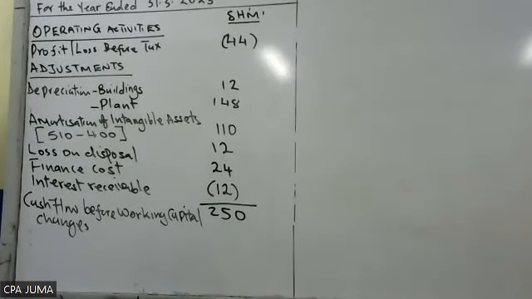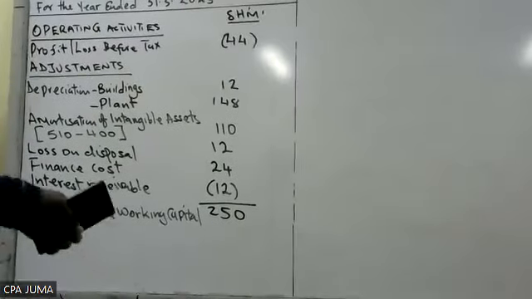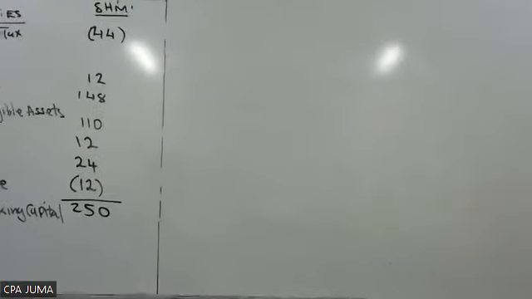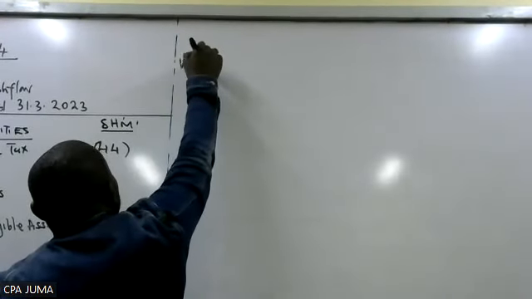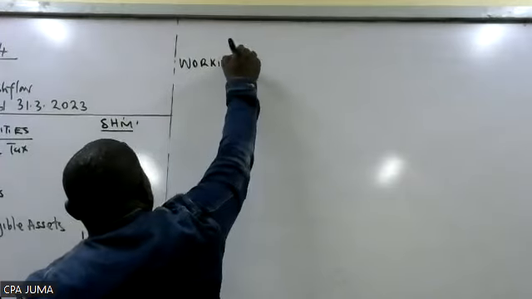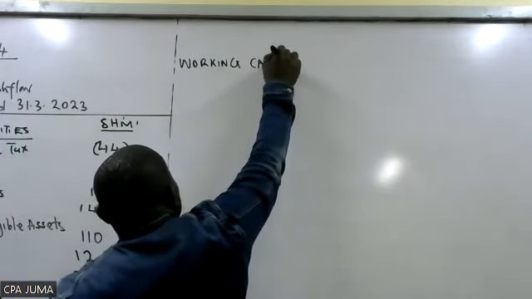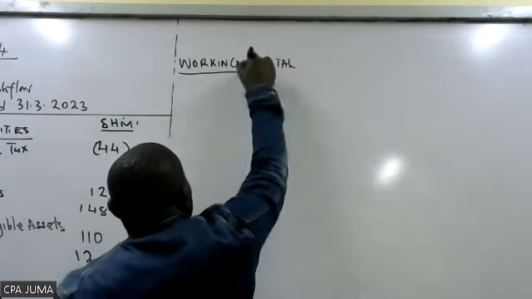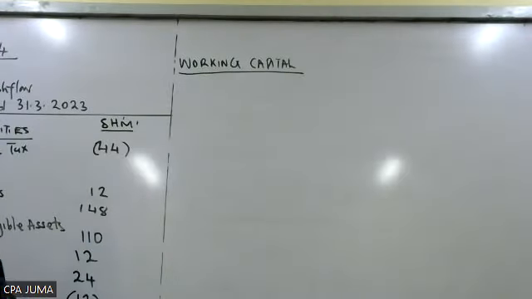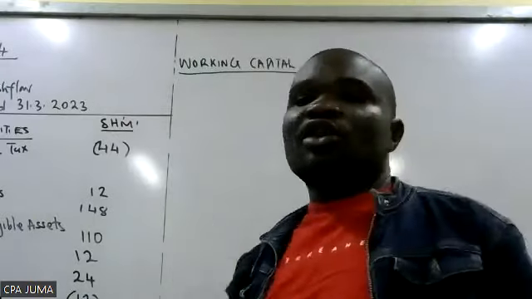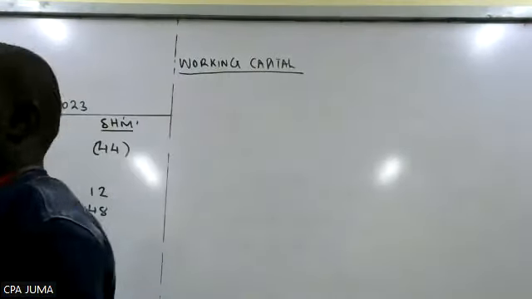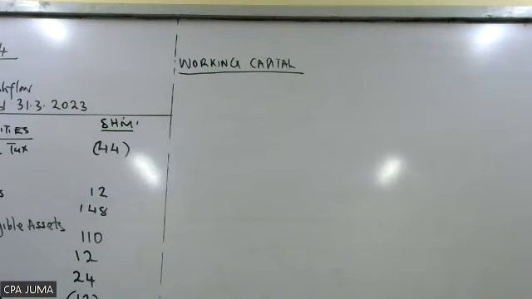I'm lacking space, so I'm going to the other side. You just bring it down there. So working capital, current assets and current liabilities. And you only check increase or decrease, as simple as that. You only check increase or decrease, period.